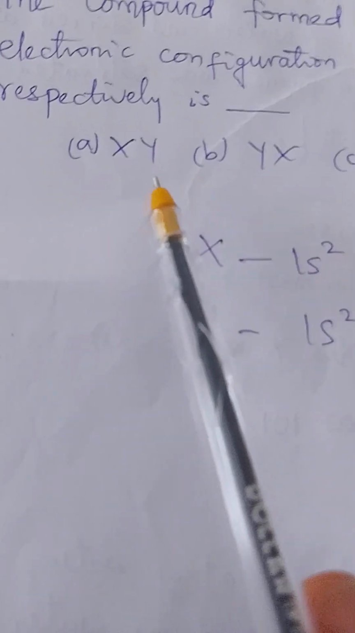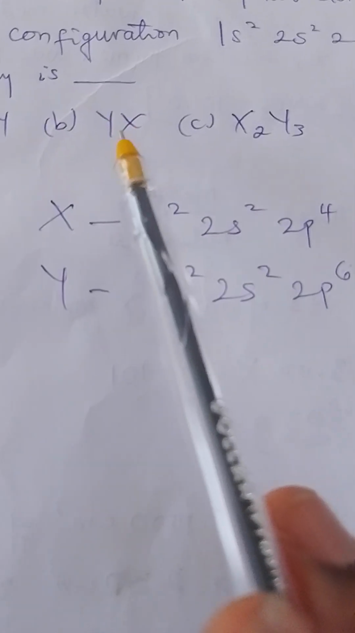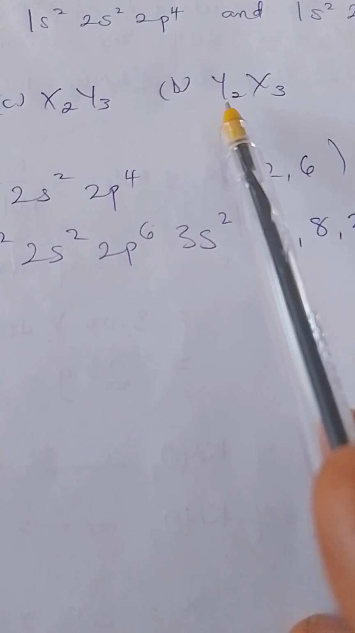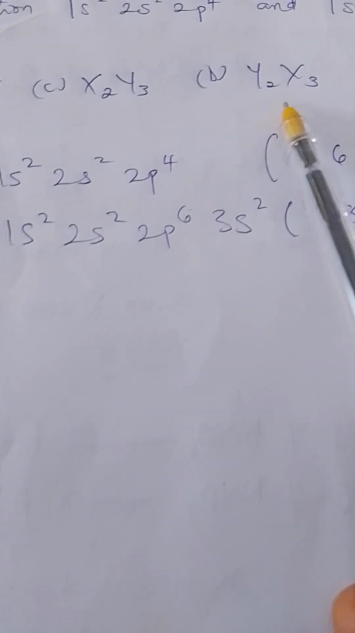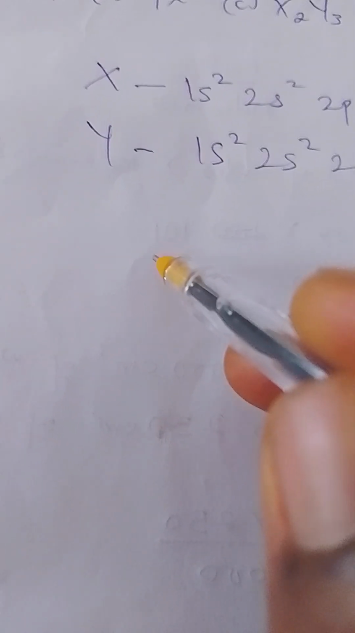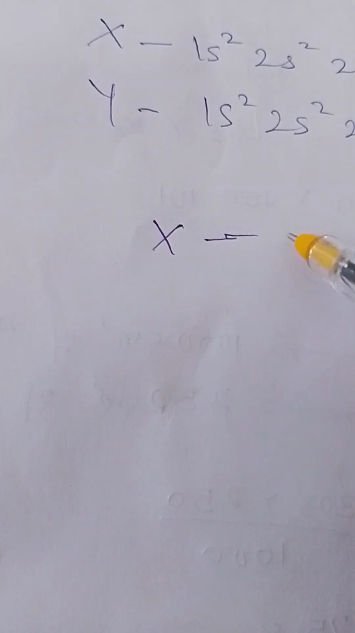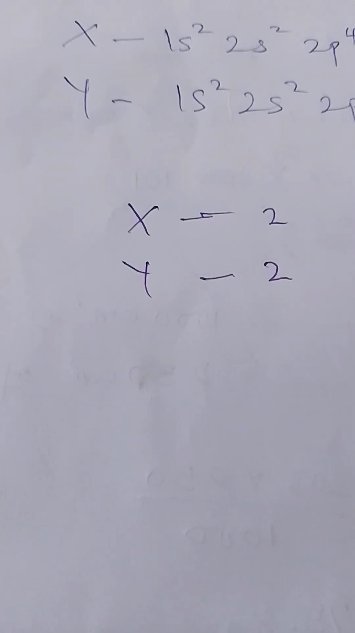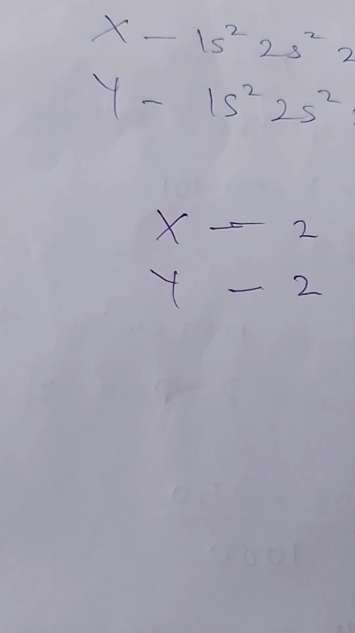All right, now look at the options. We have option A, XY, option B, YX, option C, X2Y3, option D, Y2X3. So that means if I want to use valency level to obtain this, the valency of X, remove the minus or plus, will be 2. Valency of Y will be also what? 2. Is that right? And we know when the valencies are the same, they will cancel each other.